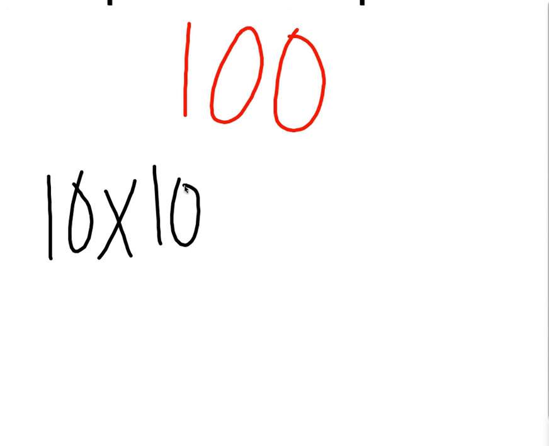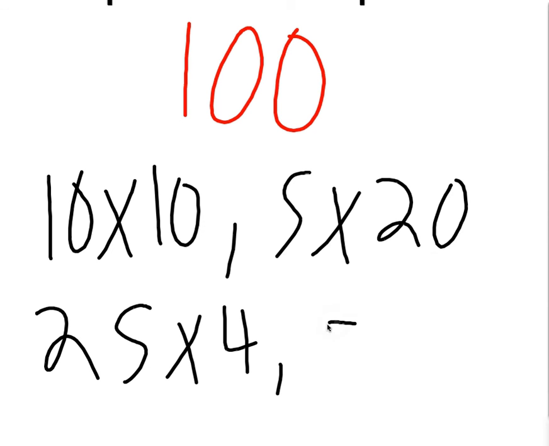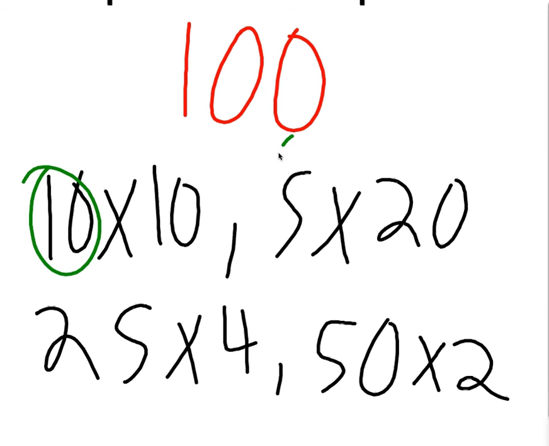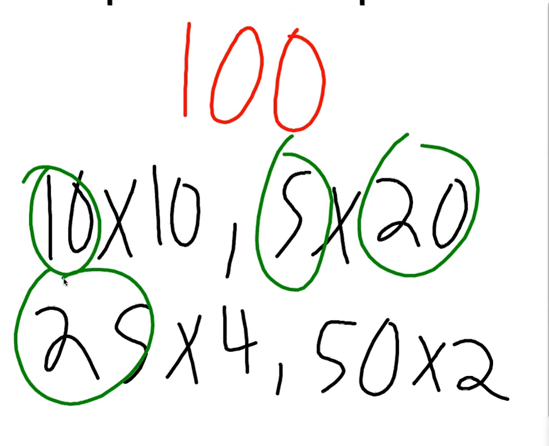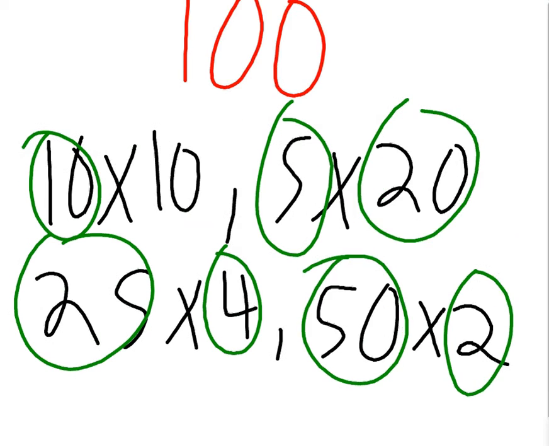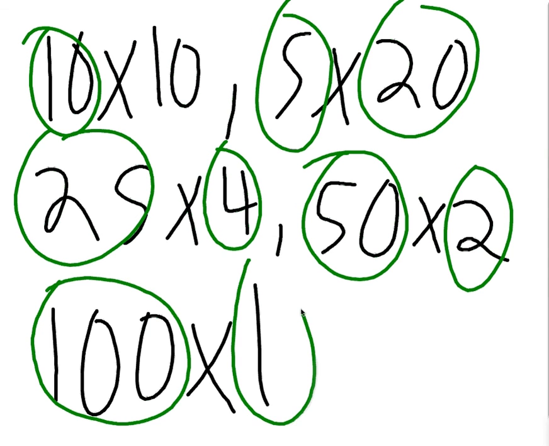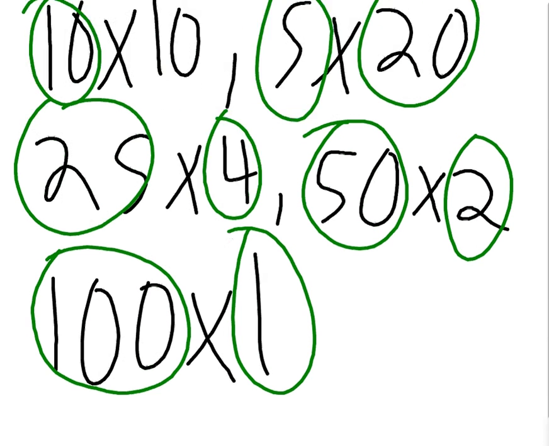10 times 10, 5 times 20, 25 times 4, right? 4 quarters and $1. 50 times 2. If it's even, you know that 2 is going to be a factor. Any others? So right now we have 10, 5, 20, 25, 4, 50, and 2. I'm missing 2. I just realized that. Well, what 2 are you missing? 100 times 1, yeah. So it's 1, 2, 3, 4, 5, 6, 7, 8, 9 factors. So is it prime or composite?